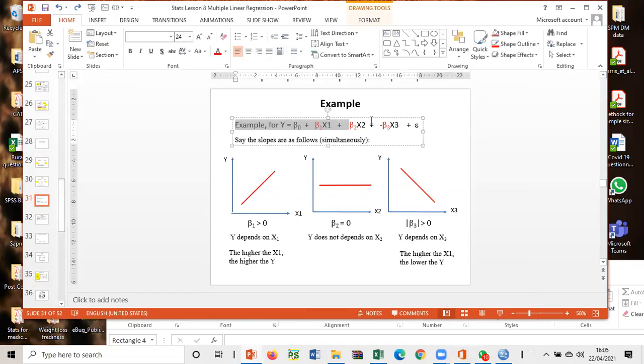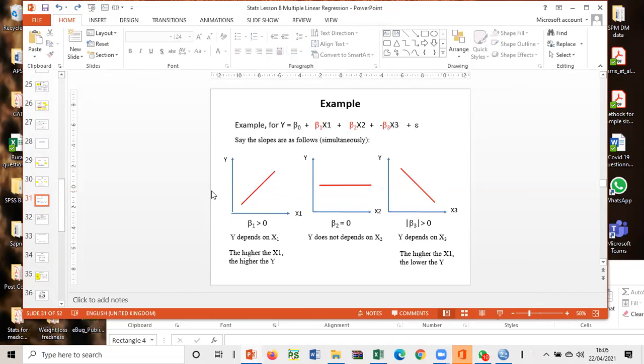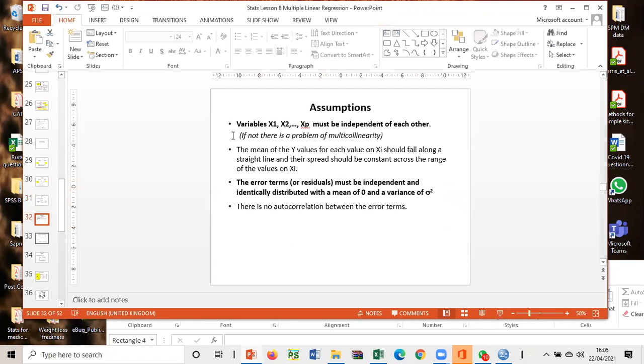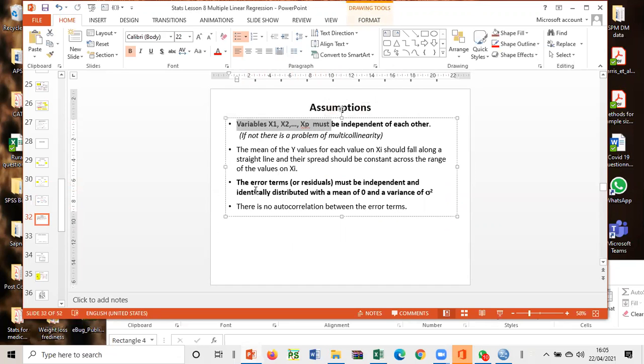Now, can you relate this equation to the diagrams, to the figures? Class, can you relate? Yes, sir. If B2 is 0, then the slope is like that, meaning y does not depend on x. If it's positive, the slope must be visualized like this: higher the x, higher the y. If the slope is negative, then visualize as higher the x, lower the y. All right, assumptions. Have you seen this assumption before?